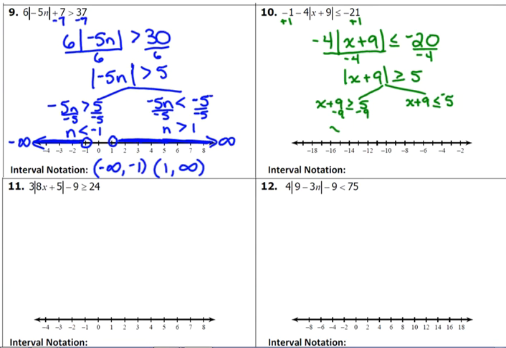Subtract 9. X is greater than or equal to negative 4. So greater than or equal to negative 4. That's to the right of negative 4. Subtract 9. X is less than or equal to negative 14. Less than, left. Got another two inequalities. There are two intervals we have to write. Negative infinity to negative 14. This time we have a bracket because it was equal, and another bracket because it's equal to negative 4.